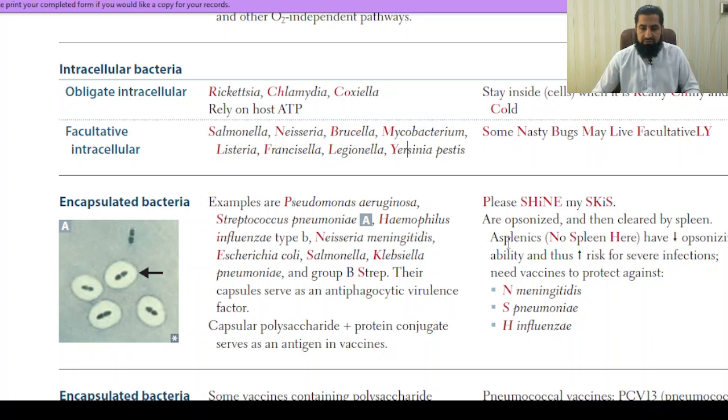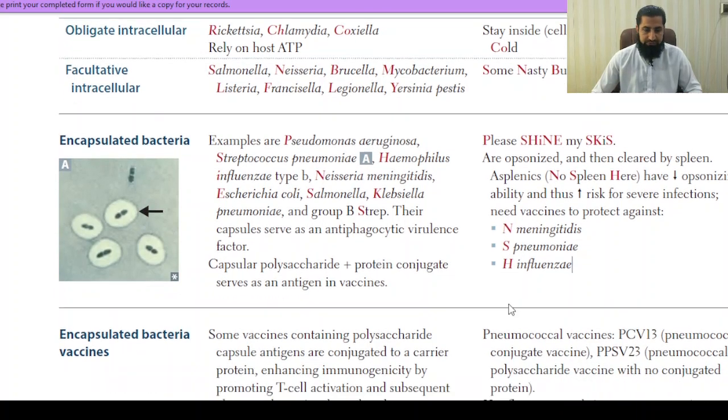If the patient doesn't have a spleen, a asplenic patient, how to remember those bacteria? No spleen here. They have decreased opsonization ability and thus increased risk of severe infection. You need vaccination to protect against these microbes if you don't have a spleen: Neisseria meningitidis, Streptococcus pneumoniae, and H. influenzae.